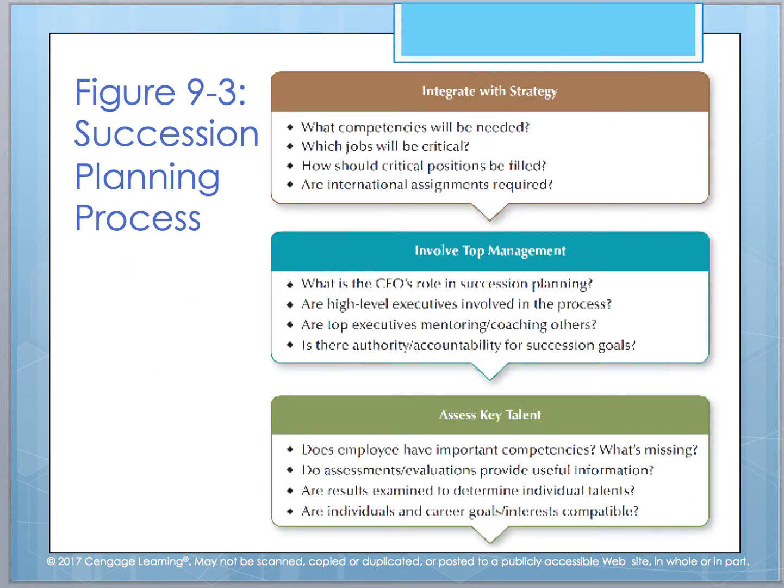Succession planning process. You integrate with the strategy. What competencies are needed? Which jobs will be critical? How should those positions be filled? Are any international assignments required? You then bring in top management. What is the CEO's role in this planning process? Are there any high-level executives that are involved? Are top executives mentoring or coaching anyone else? Is there authority or accountability for these goals?